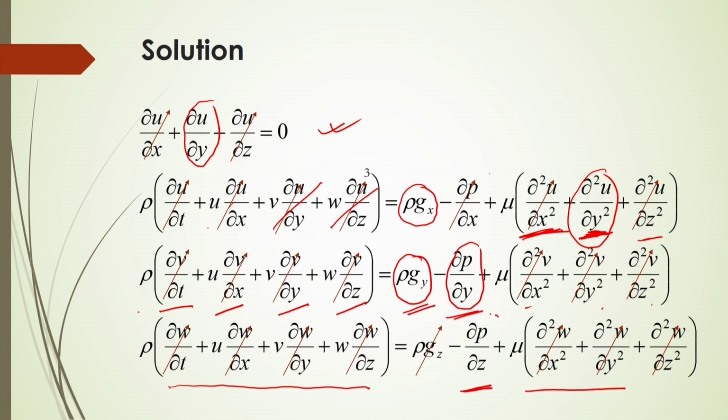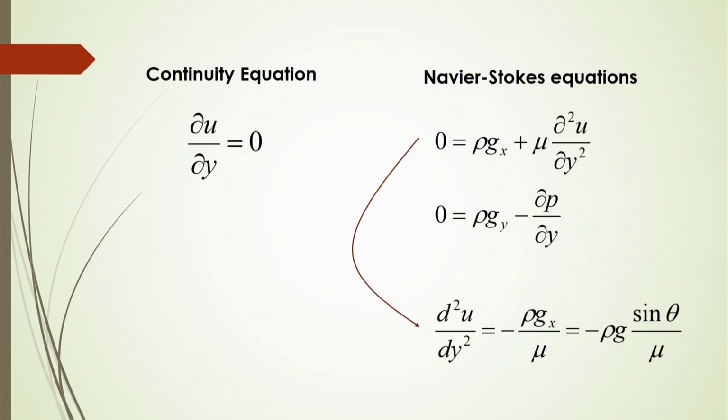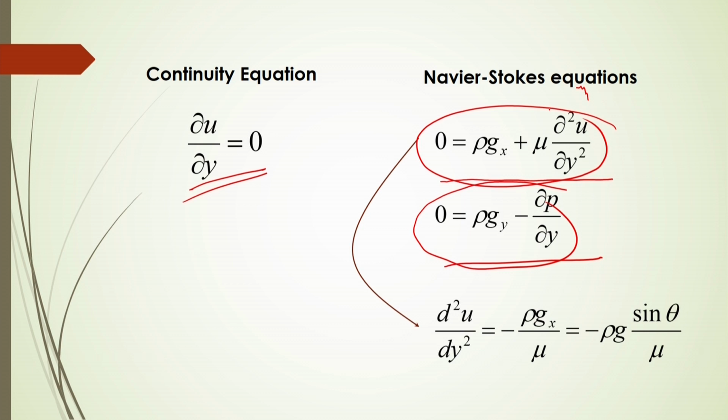If you are not having any pressure gradient in the z direction, then you can also neglect this ∂p/∂z here. So, finally, from the continuity equation we are getting ∂u/∂y equal to 0, and as per the Navier-Stokes equation, after simplification we are getting ρg_x plus μ ∂²u/∂y² equal to 0. Similarly, 0 will be equal to ρg_y minus ∂p/∂y.